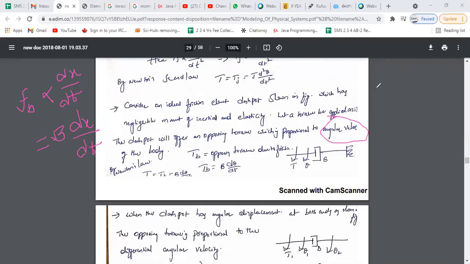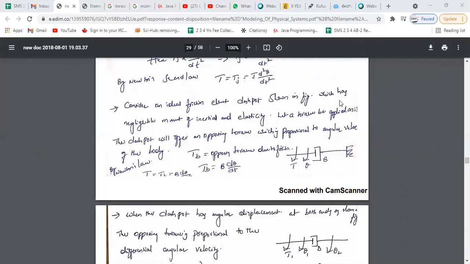Here the input is torque, and it is proportional to angular velocity, which is d theta by dt, and the opposing torque due to the rotational friction element is equal to capital B into d theta by dt, which is angular velocity, right?